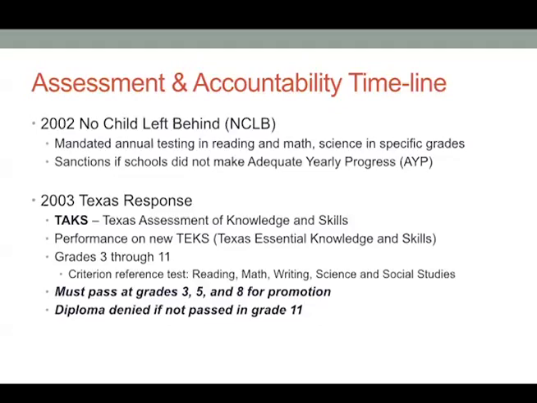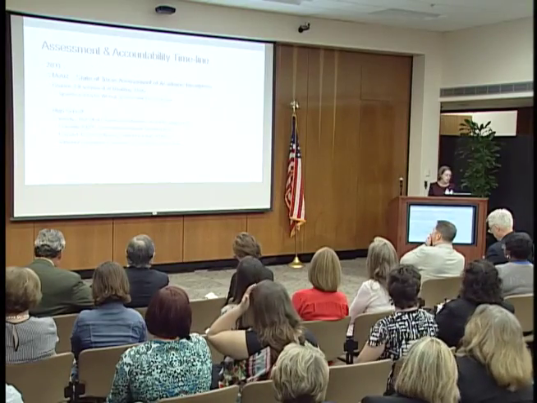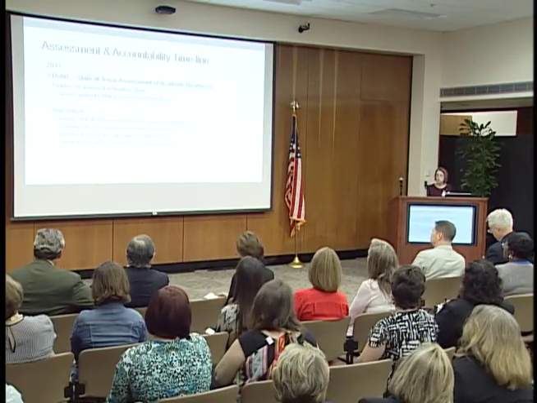In 2003, Texas's response was the Texas Assessment of Knowledge and Skills. These were the new TEKS that took the place of the old essential elements, the Texas Essential Knowledge and Skills. Imagine that. Grades 3 through 11, a criterion-referenced test again in the same subject areas, but social studies was added. And again, the next high stakes piece: grades 3, 5, and 8 required passage on reading and math in order to move forward to the next grade, and still the diploma at grade 11. All the time with this, it is about the different subgroups that were evaluated.